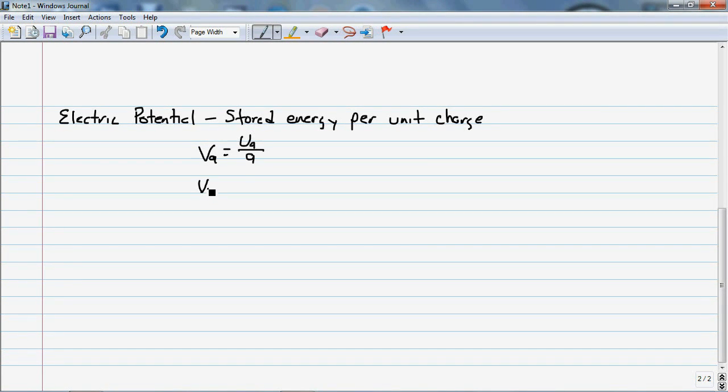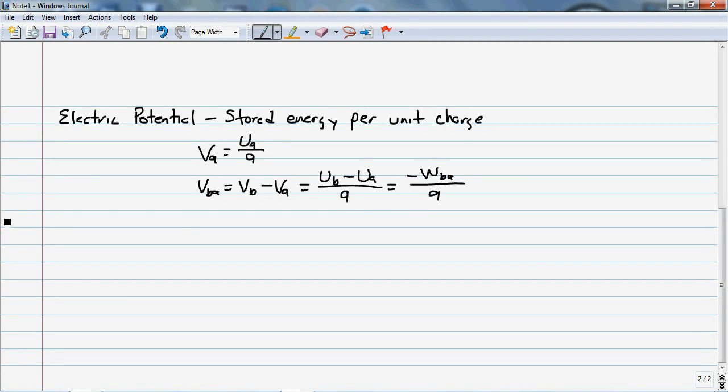And if we have the potential difference VBA, that's just equal to VB, the potential at point B, minus the potential at point A. Using this definition above, that gives us the potential energy at point B minus the potential energy at point A, divided by Q, and that's just equal to the negative of the work BA over Q.